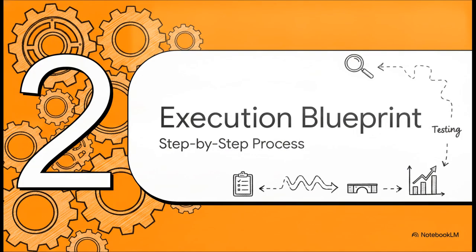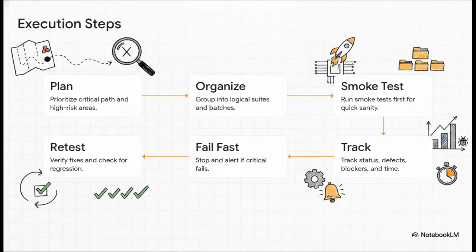Moving right along to Section 2, the scalable execution blueprint. This is your master plan. It's the exact life cycle from minute 0 all the way to the final bug fix. Step 1, plan and prioritize your high-risk areas, the critical path. Step 2, organize all those tests into logical suites and batches. 3, always run your smoke tests first. 4, track your metrics rigorously. 5, fail fast and alert. And finally, Step 6, retest to verify those fixes and check for any regressions. Honestly, this 6-step loop is the absolute beating heart of scalable testing.